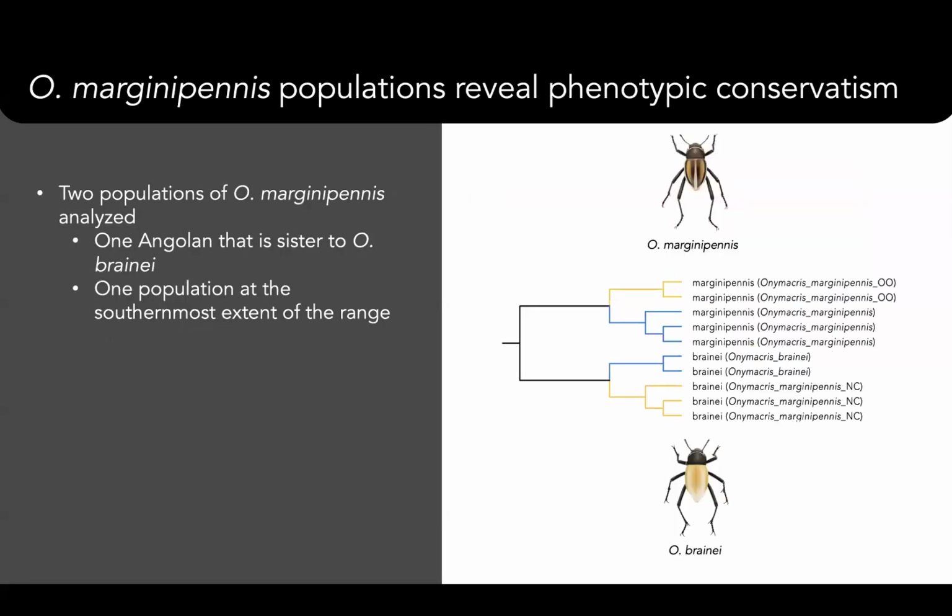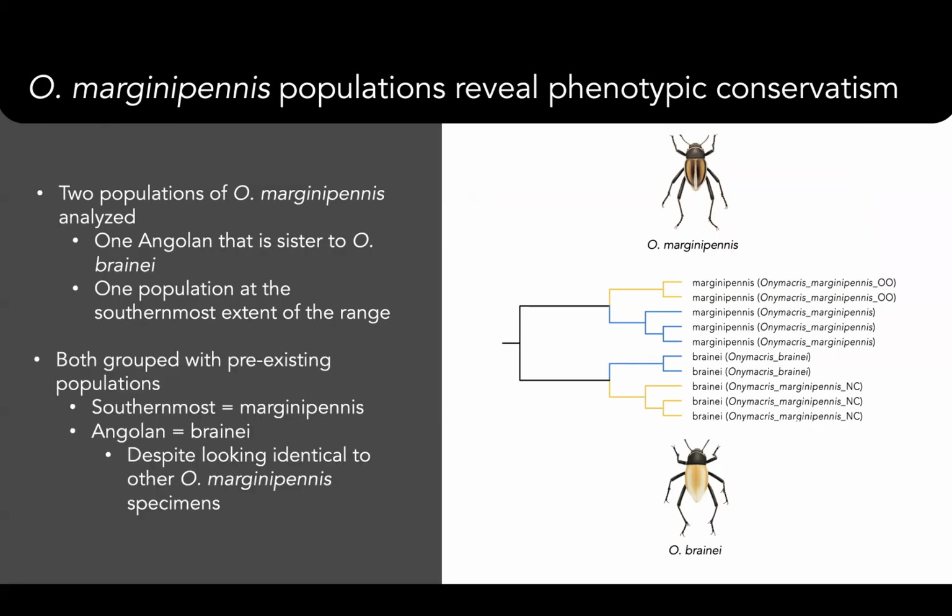There were two populations of Marginopennis that we analyzed, one that's Angolan, and again, very isolated geographically, that's sister to O'Brienii at the bottom of the screen, and another one that was a southernmost population that we see at the top of the screen. And both grouped with pre-existing populations. So that southernmost grouped with Marginopennis, and that Angolan population grouped with O'Brienii, despite it looking identical to other Marginopennis species, which indicates that there's definitely some conservation of the phenotype that has occurred here.